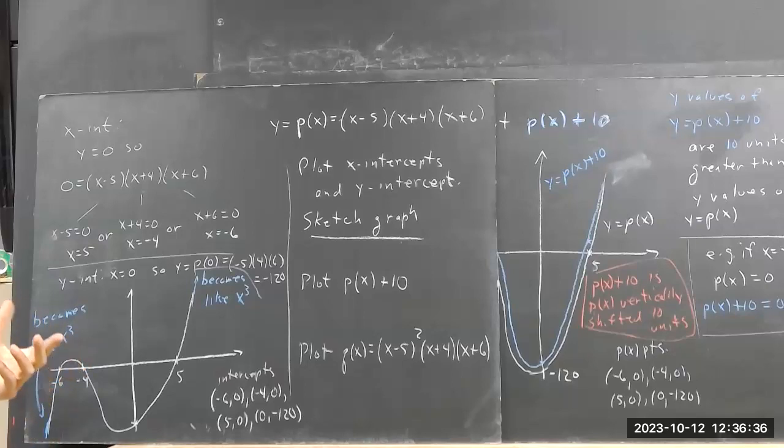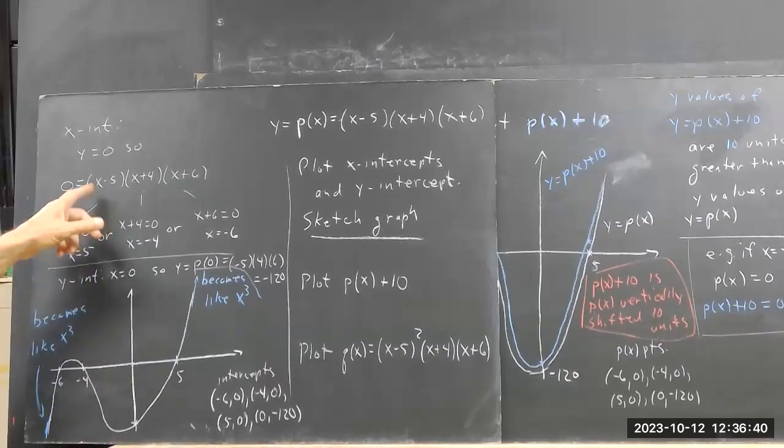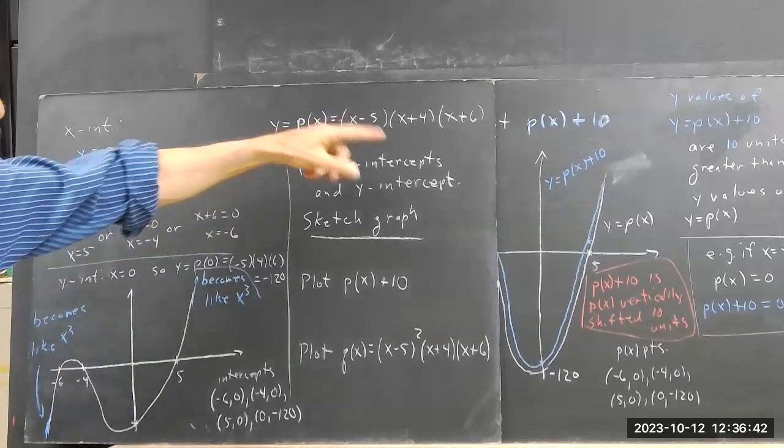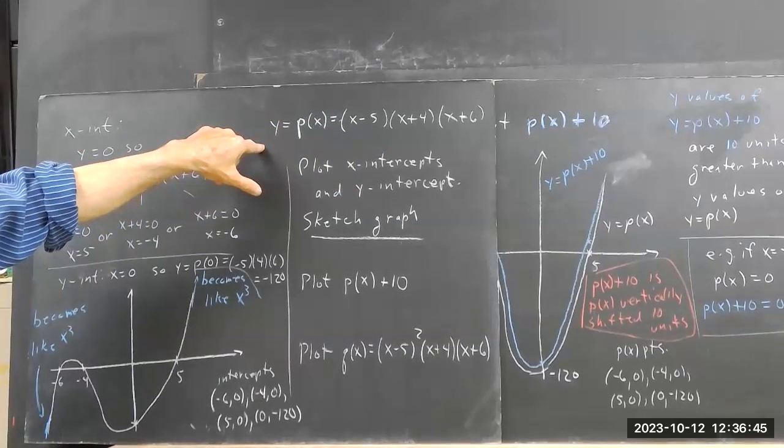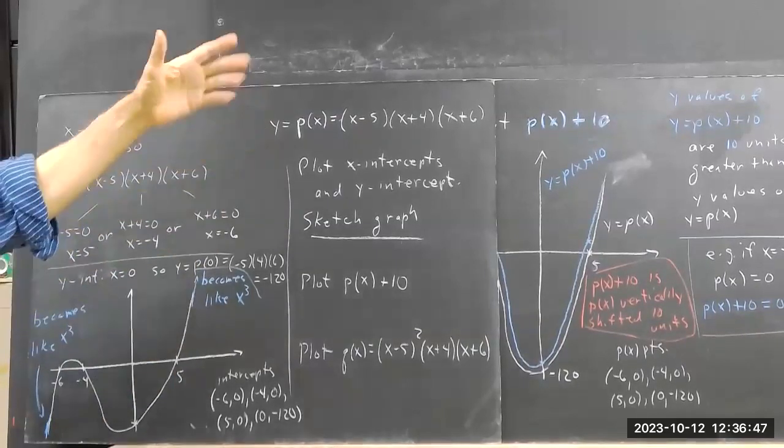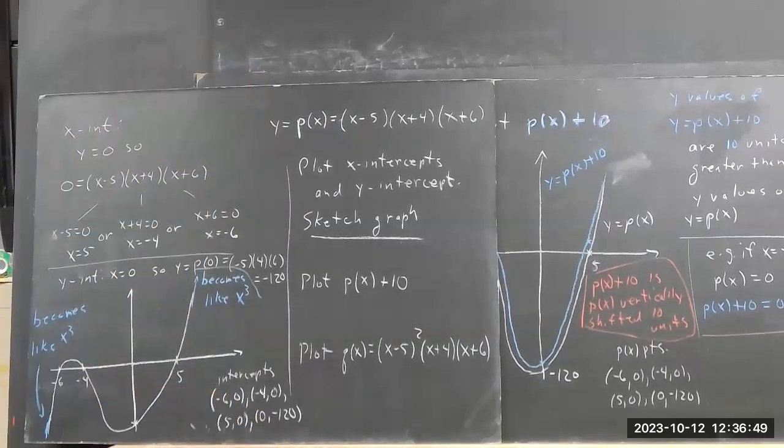Okay? Then you get the y-intercept. Well, that occurs when x equals 0. So all you do is plug in x equals 0 and you get y. And now you have the point. If you plug in x equals 0, it's easy to see you get negative 120.